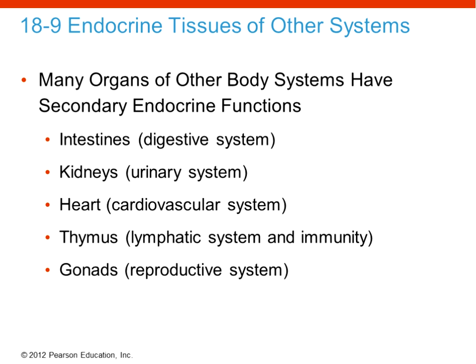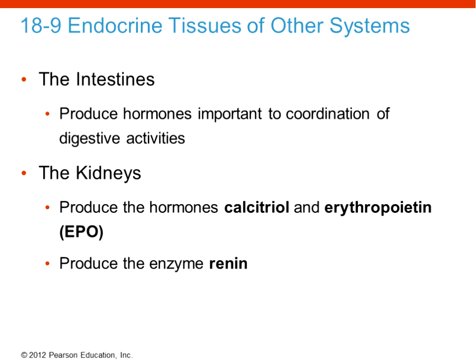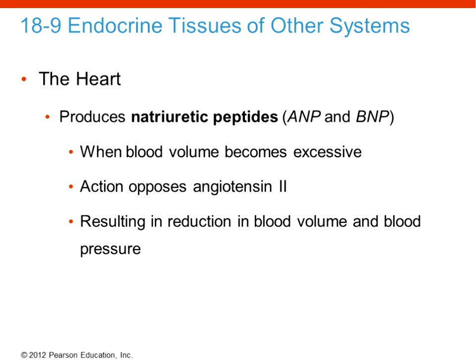Now, as I said, there are many other endocrine organs that have secondary endocrine functions. A lot of these we're going to look at in AMP2. I'll just briefly run through these. The intestines can produce hormones that are important to coordination of digestive activities. The kidneys produce hormones that help with blood pressure in the renin-angiotensin system, but also we already talked about calcitriol and erythropoietin, which stimulates red blood cell formation.